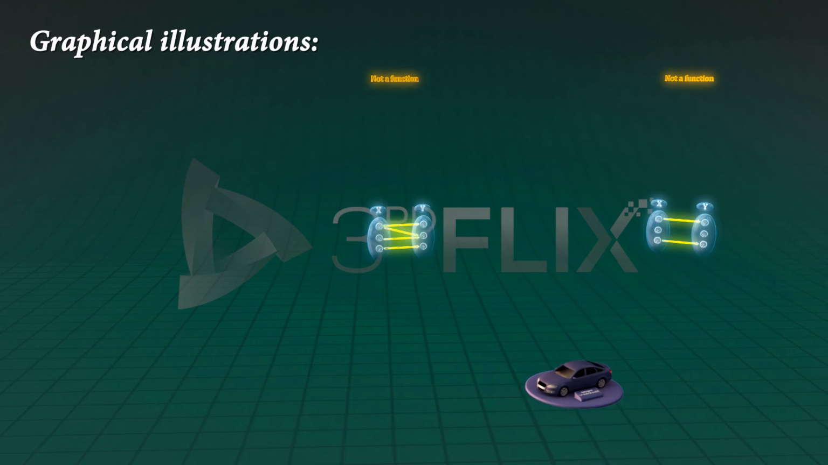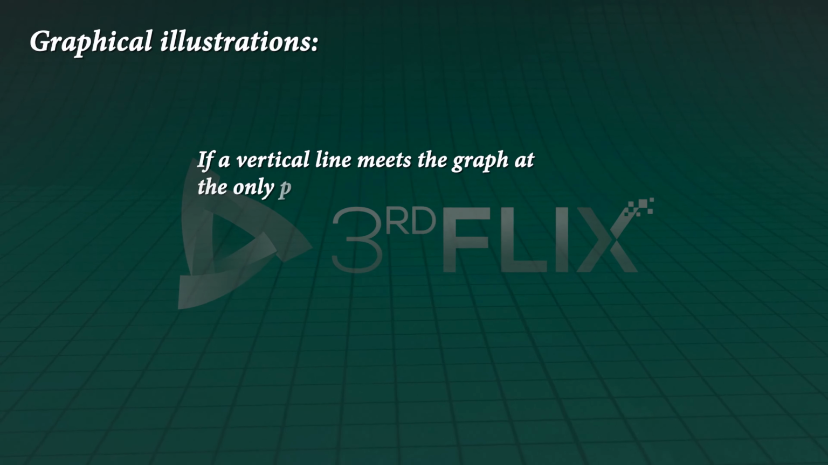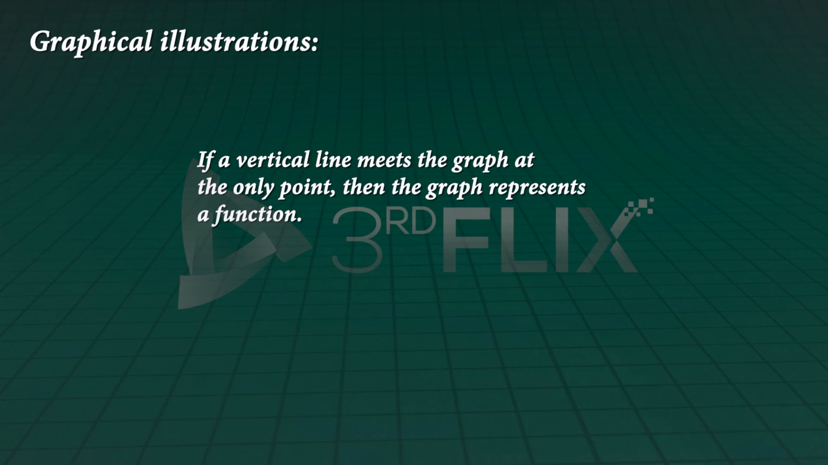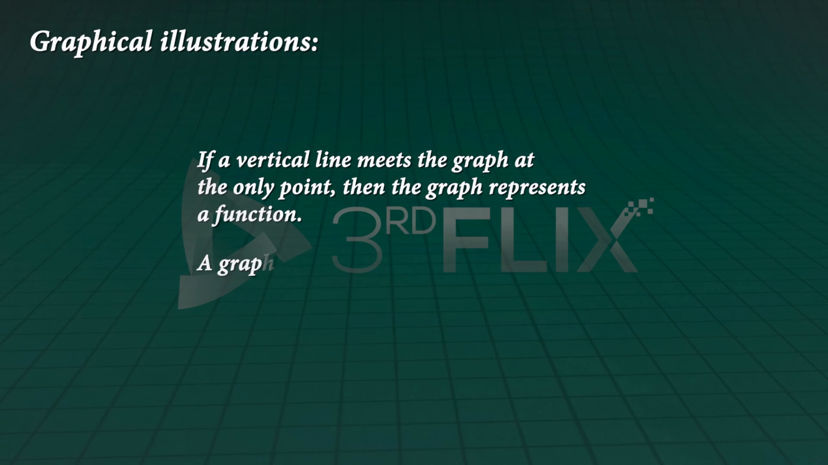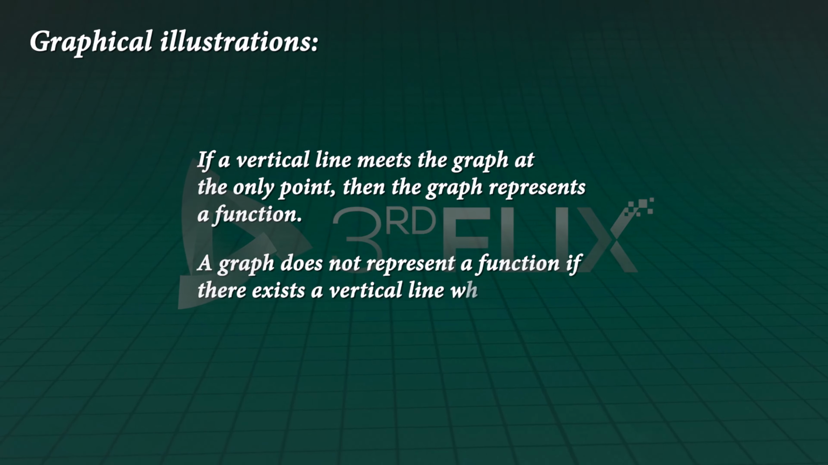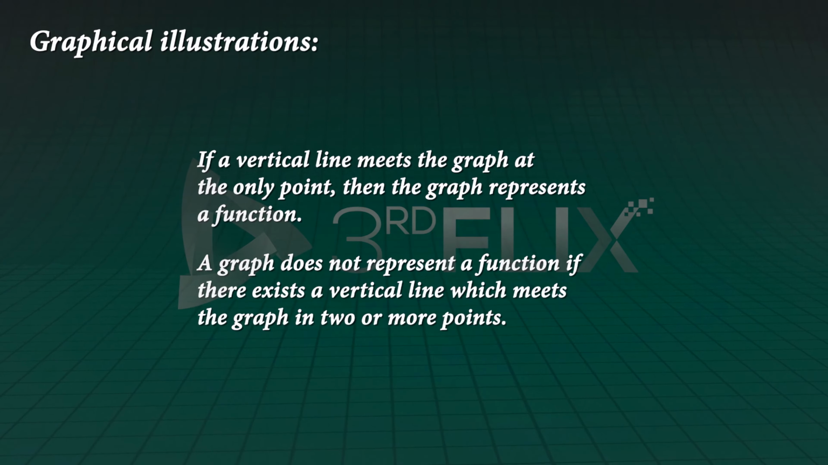Graphical illustrations. If a vertical line meets the graph at only one point, then the graph represents a function. A graph does not represent a function if there exists a vertical line which meets the graph in two or more points.